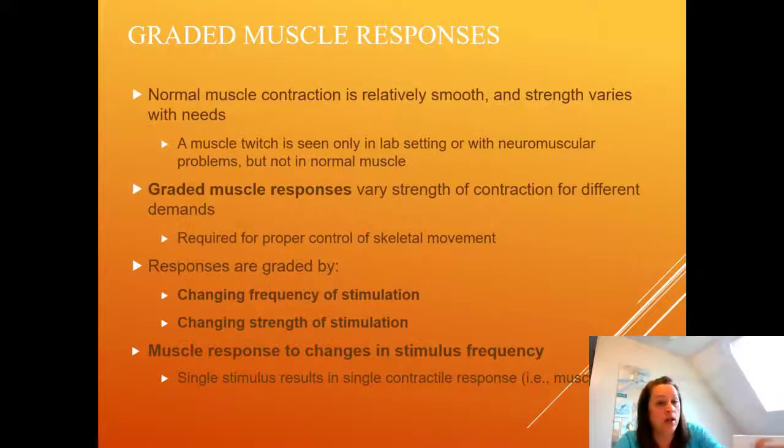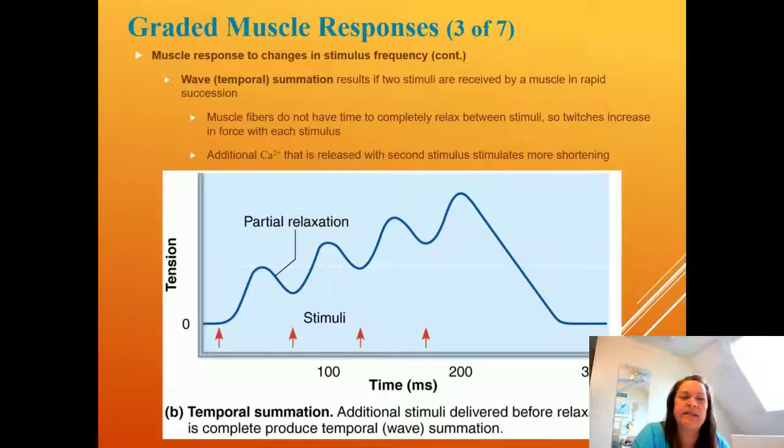Do I need to kick a ball? Do I need to run? Do I need to lift this up slowly over my head? Do I need to throw it? Frequency and strength. That's how we gauge our graded muscle responses.